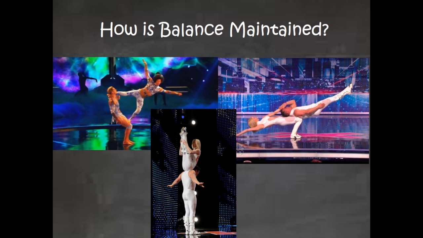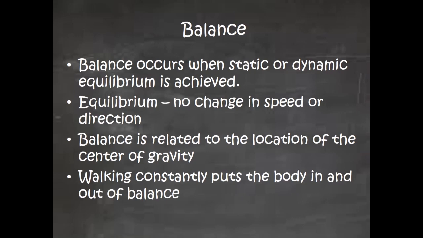We discussed motion in great detail, so now let's talk about balance. How is balance maintained, especially in these cases? Balance occurs when static or dynamic equilibrium is achieved. Equilibrium means there is no change in speed or direction. Balance is related to our center of gravity. By walking, we are constantly putting our body in and out of balance.